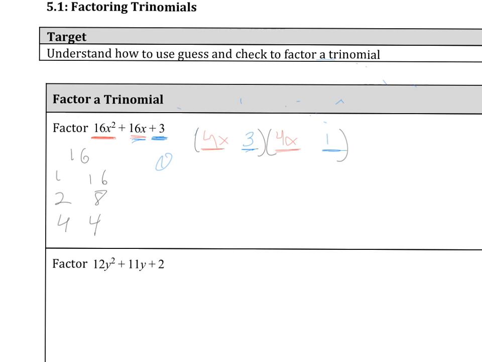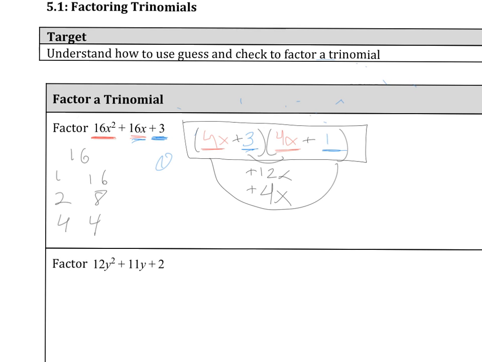And now to check it, I'm going to multiply these together. They make 12x. I'll multiply these together. They make 4x. And I'm thinking to myself, this inner and outer need to combine to make a positive 16x. Can these combine to make positive 16x? They sure can, as long as these are both positive. So if these are both positive, then I'll get a 16x. And so I'll just put these both as being positive. Now that's my final answer, right up here.